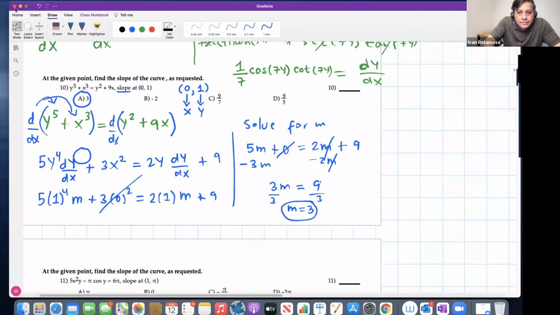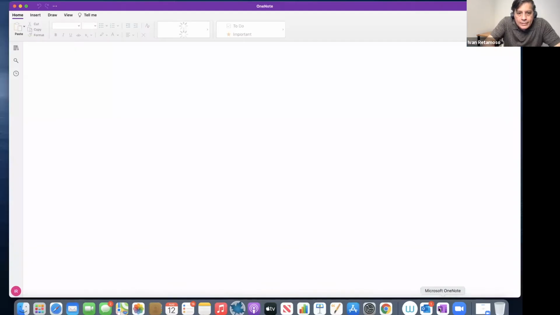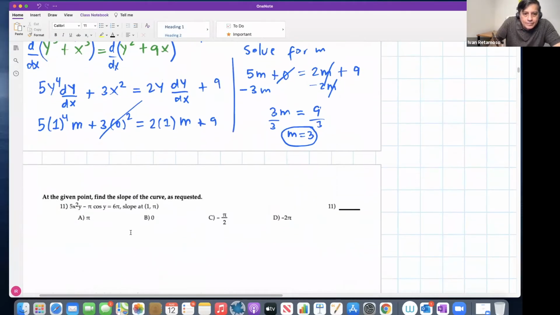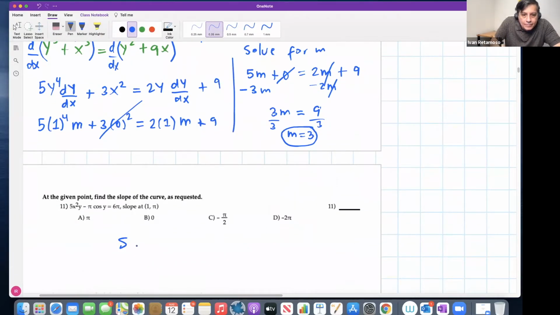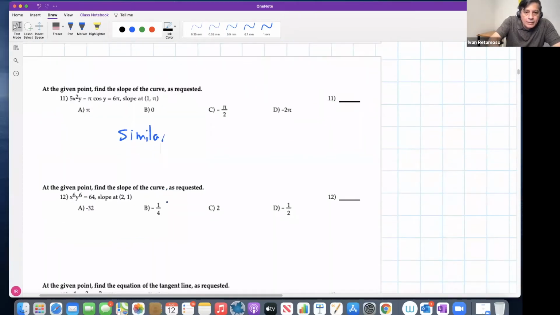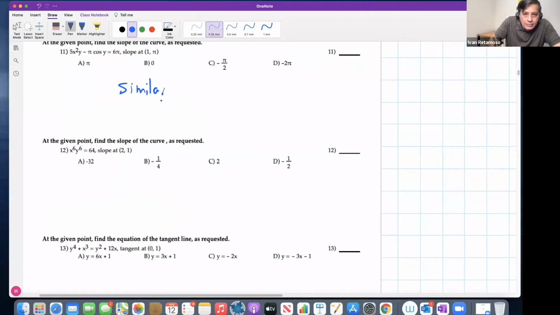The next question, guys, is similar. So I'm gonna skip, but similar. They want also the slope, right? So follow the same idea. But 14, someone is interested, Sarah is interested in 14, so let's do 14 quickly, okay? They want the slope at this point, 2,1. So let's do it.